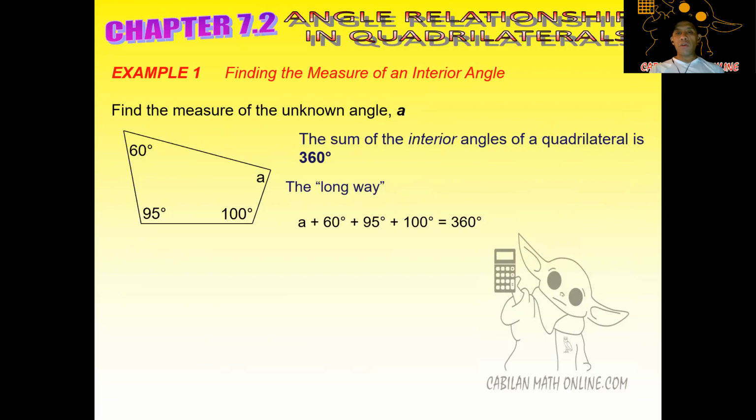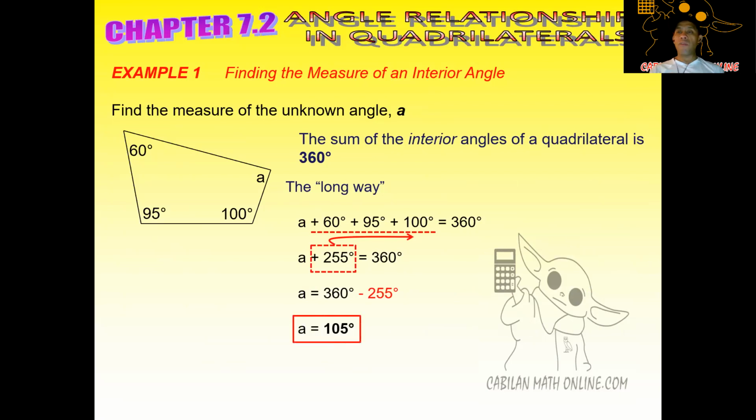So the next thing we want to do is group the like terms, which are the three numbers in this case. That gives me 255. We're going to take the 255, move it to the other side, and then subtract it from 360. So angle A will have a measure of 105 degrees.